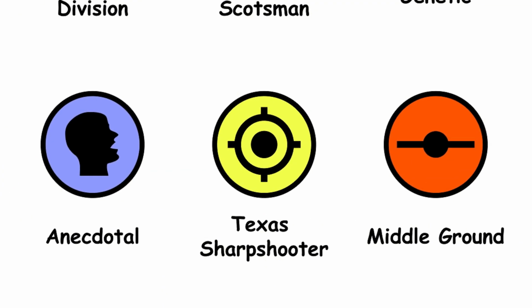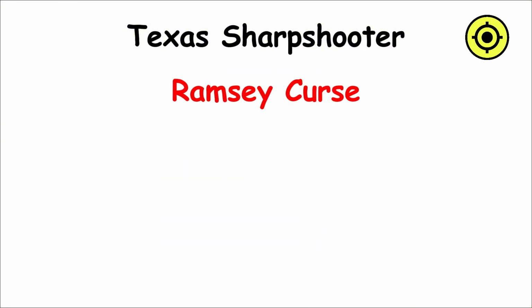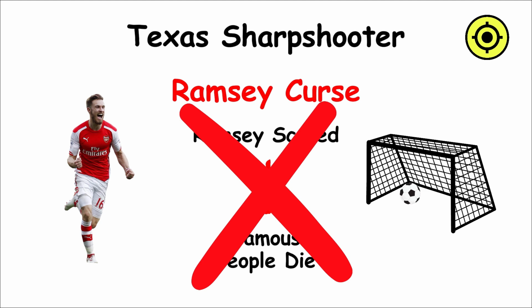The Texas Sharpshooter. It's when someone finds a pattern in random data and then claims that pattern proves their point. It's like a marksman shooting randomly at a barn, then painting a target around the tightest cluster of bullet holes to make it look like they're accurate. For example is the Ramsey curse. When Ramsey scores a goal, a famous person dies afterward. This is a fallacy because famous people die all the time even without Ramsey scoring.